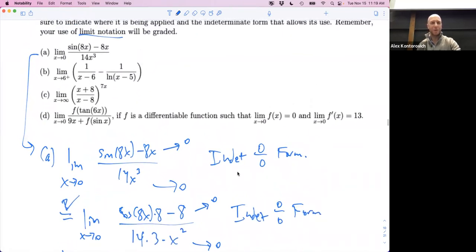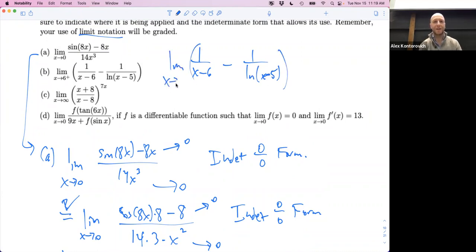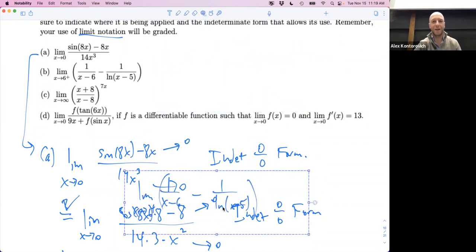Should we do all of them? You need practice on all of them? Which one? C? B? Let's do B. Okay. I'll write it here and then I'll move it down. Natural log of x minus 5 and limit as x goes to 6 from above. Now I can grab it and move it down.